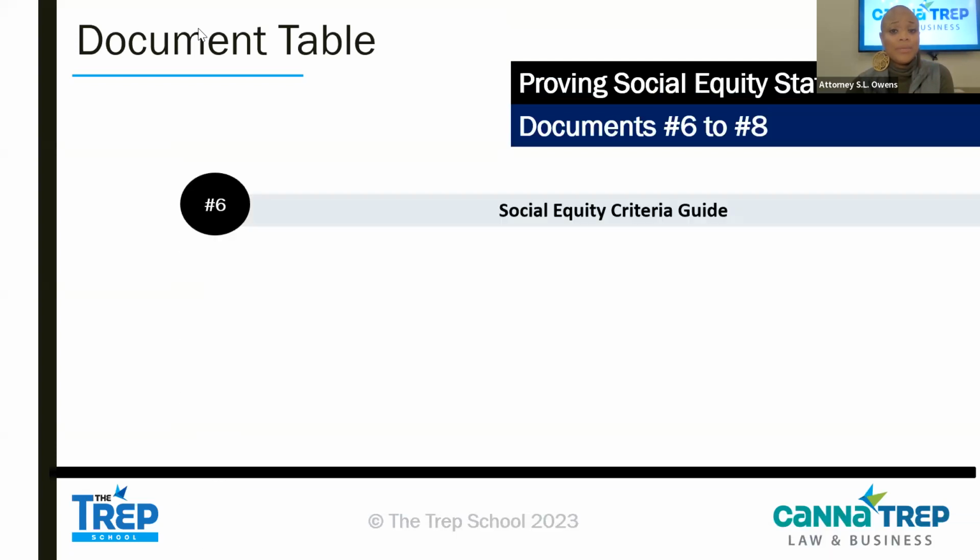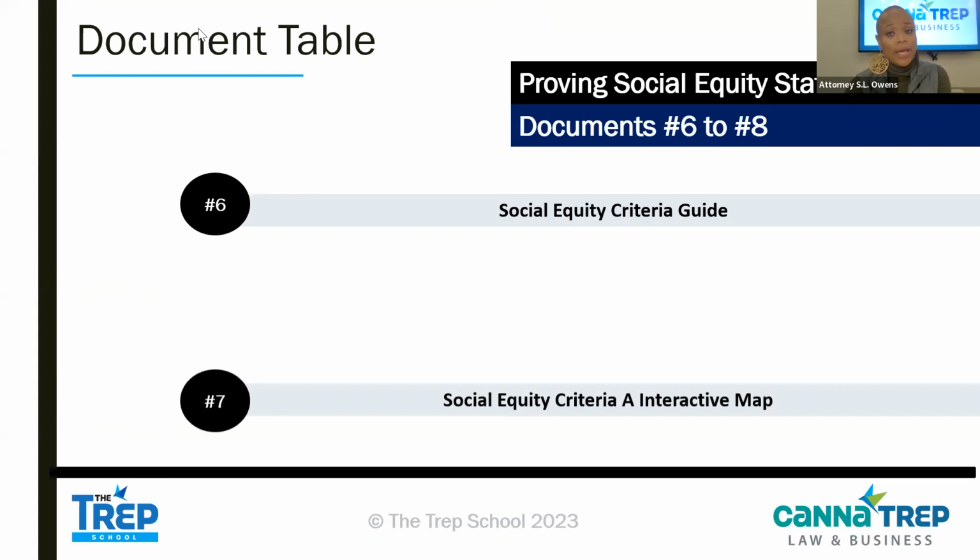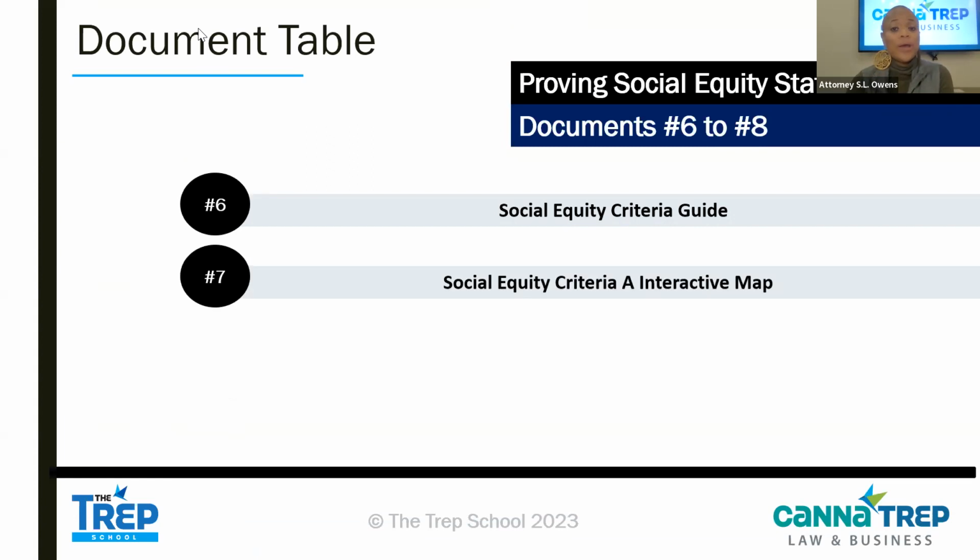The next set of documents on this table are proving your social equity status. And that is the social equity criteria guide. That guide describes the criteria A and criteria B that must be fulfilled for you to be eligible for this lottery. All right. Please read that document. I really recommend that you read it.